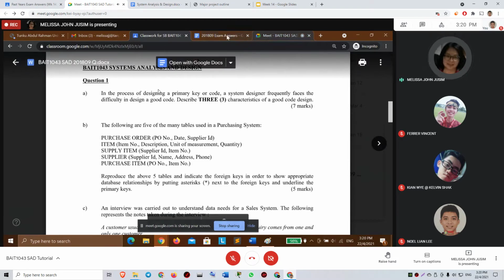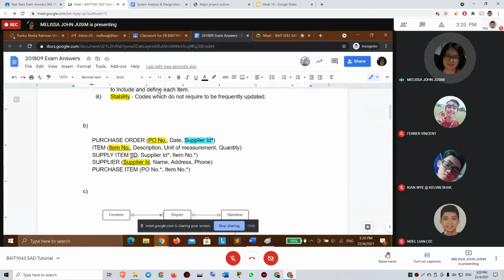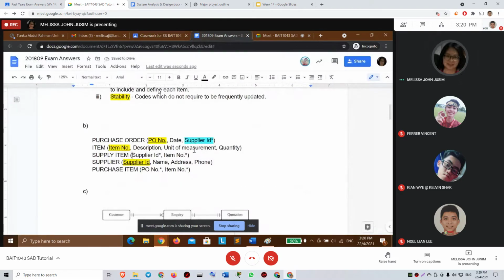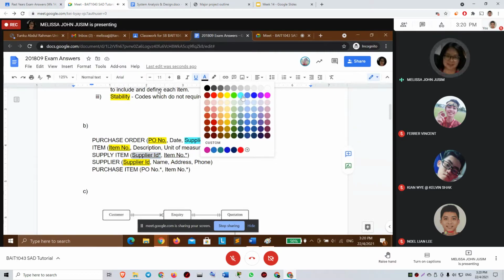So in this case, since there's no additional PK given to us in the original table, your table cannot function without a PK. Don't forget, I think this is the same problem as the 2019 exam. Don't forget this. All right, let me put it in.